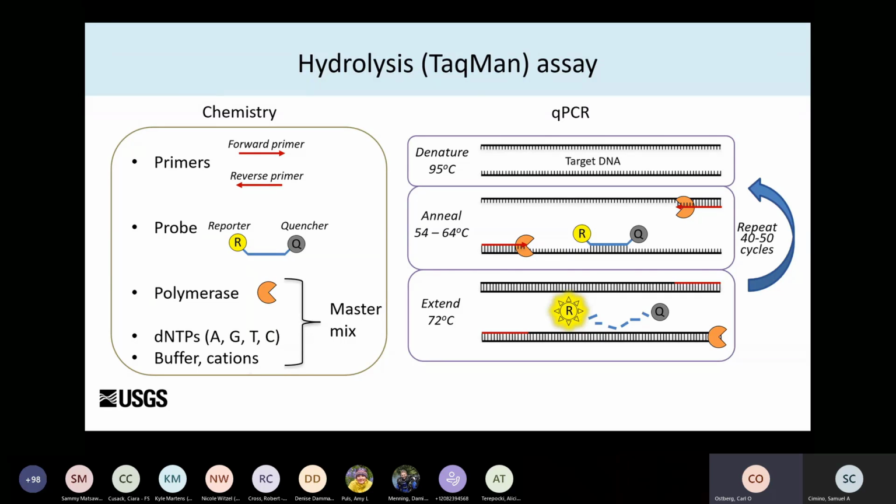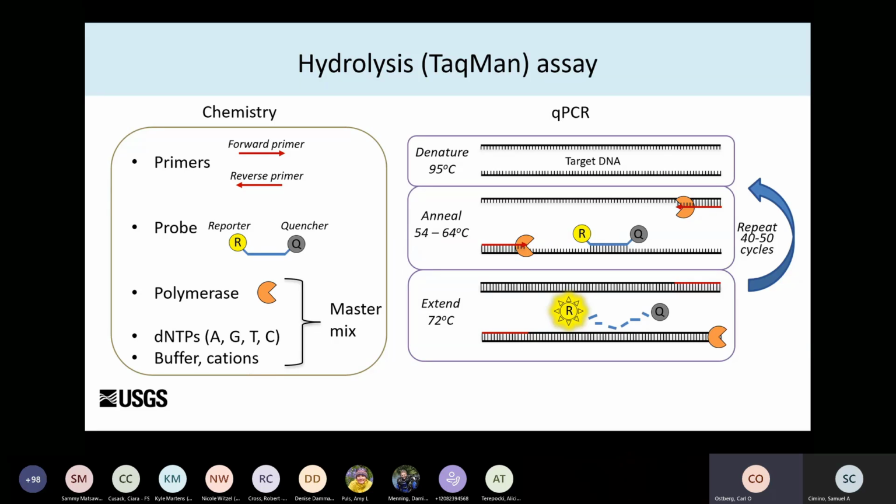So let's talk about the single species detection assays we typically use with qPCR. This is the hydrolysis assay, also called the TaqMan assay. This is what we typically use for single species detection with qPCR, and also with droplet digital PCR. These assays are typically 80 to maybe 200 base pairs in length.